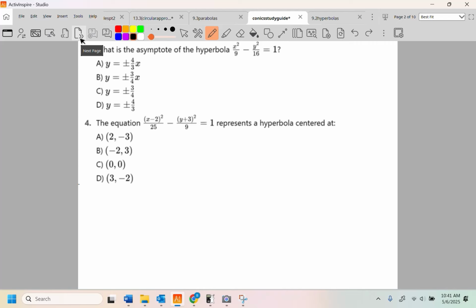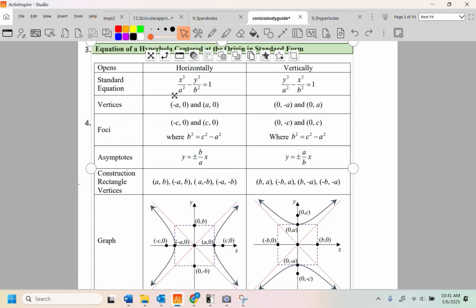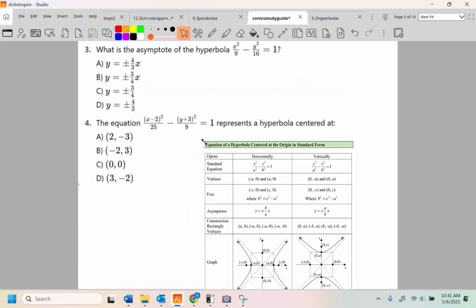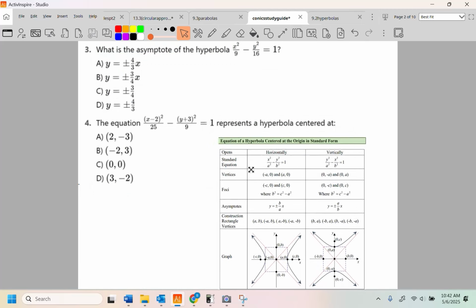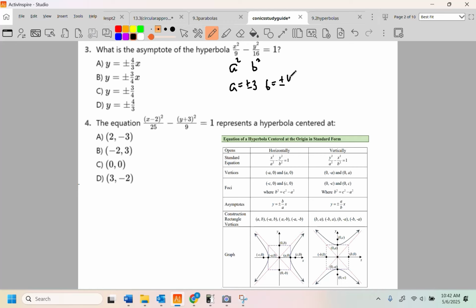All right, more hyperbolas. The asymptotes, okay, since it leads with x, it's horizontal, and your asymptotes are at plus or minus b over a. And again, remember that this is the a squared piece and this is the b squared piece. So a is plus or minus 3 and b is plus or minus 4. And there's my guy right there since it's horizontal. So it's y equals plus or minus 4/3 x. It's really not that bad.